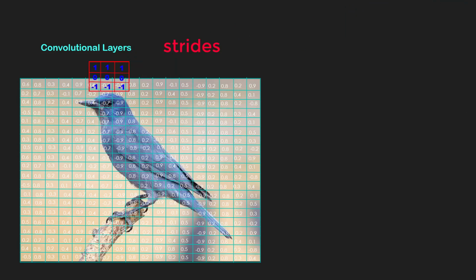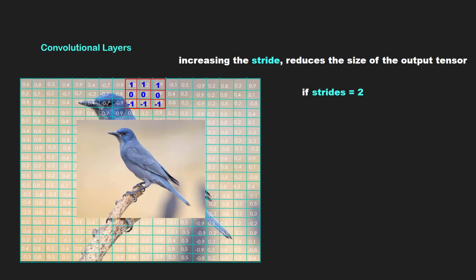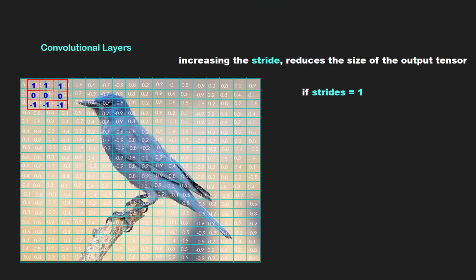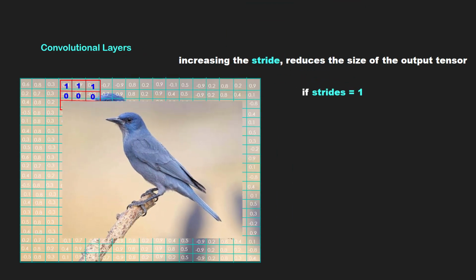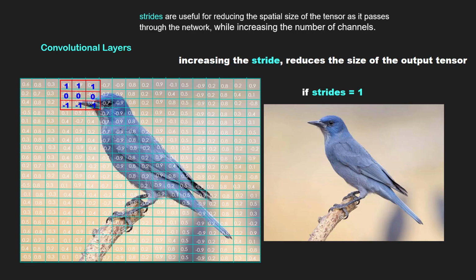Strides. In the convolution process, the movement of the filters across the images is called strides. This parameter is the step size. It is used by the convolution layer to move the filters across the input. Increasing the stride therefore reduces the size of the output tensor. For example, if strides equal 2, the height and width of the input tensor will be half the size. If strides equal 1, the height and width of the input tensor will remain larger. These strides are useful for reducing the spatial size of the tensor as it passes through the network while increasing the number of channels.